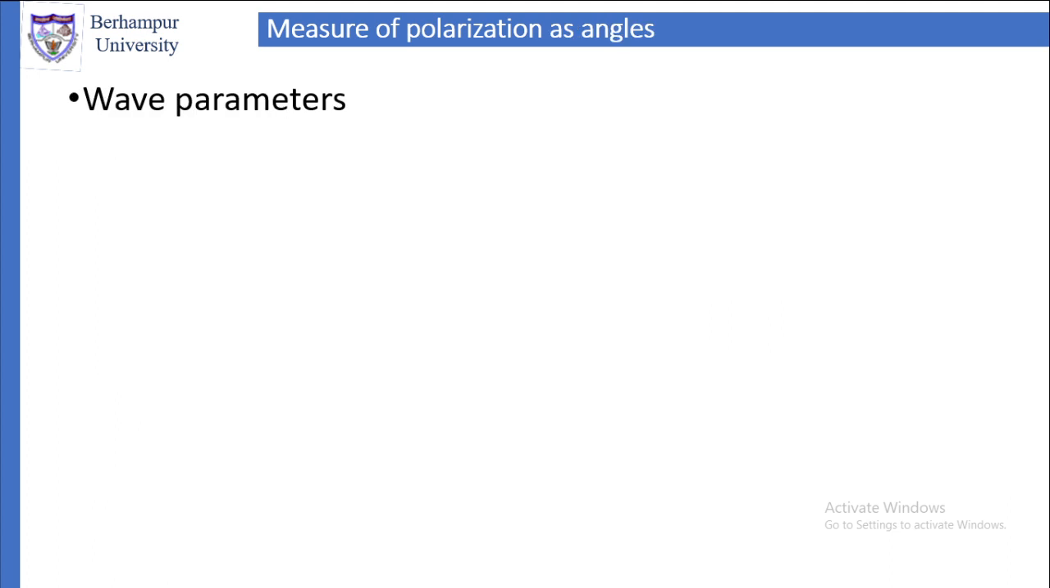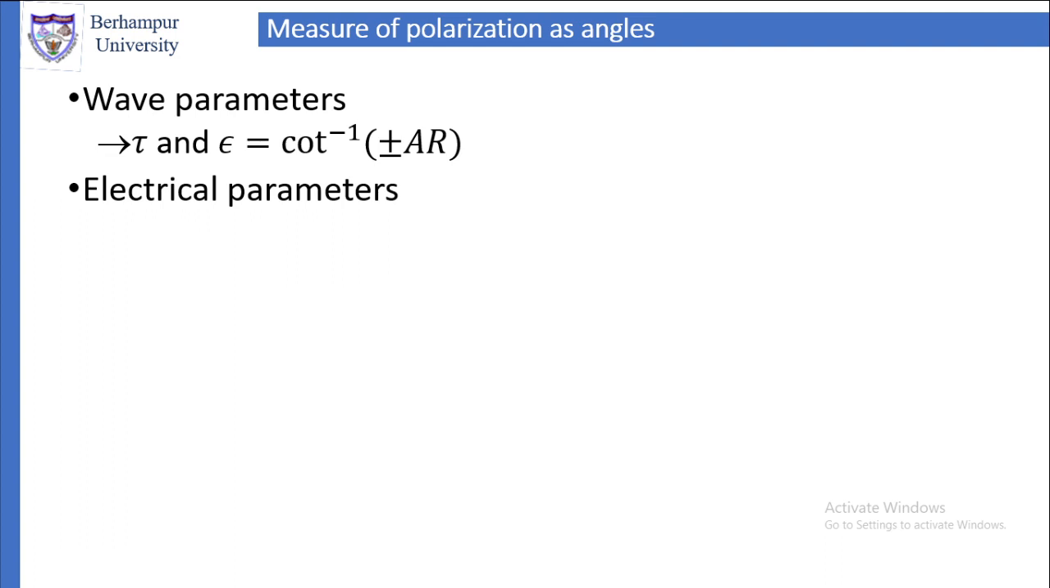So those are the limits on the measures of the angle. Now let us come back to the wave parameters. We know tau, now we define epsilon. Let us define epsilon as cot inverse of plus minus axial ratio. So the wave parameters will be tau and epsilon. Tau is one, then epsilon, that we define as cot inverse of plus minus AR, the axial ratio.